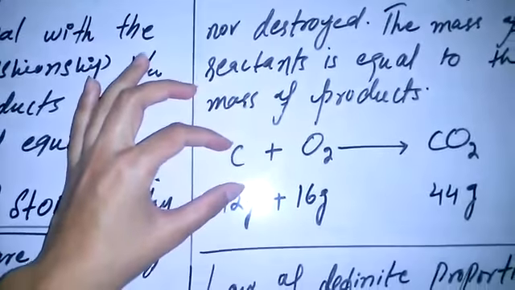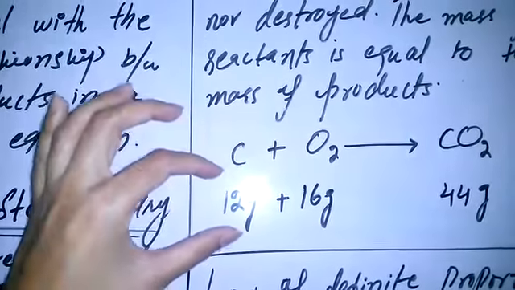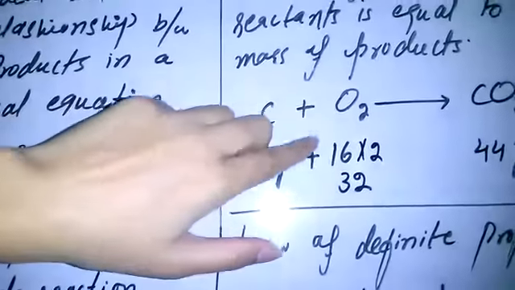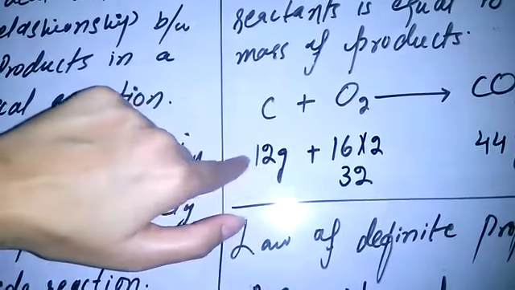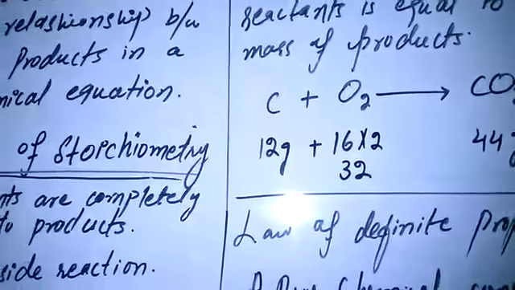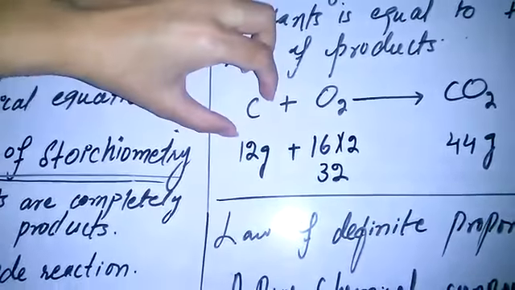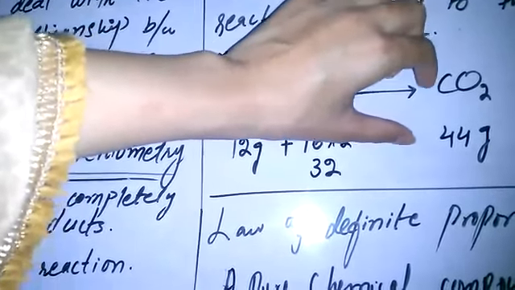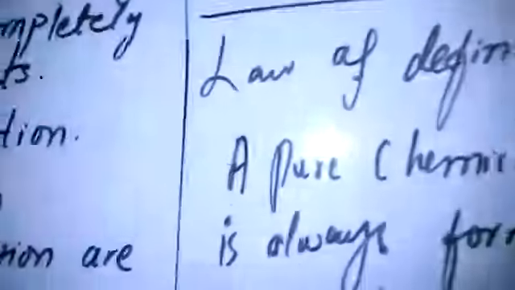For example, look at this. The total mass of reactant is 12 plus 16, that is 44. Sorry, as there are two oxygen, the mass is 32. For one oxygen, it is 16. Now the total mass is 32 plus 12, that is 44 gram. As all the reactants are completely converted into products, the mass of product should be 44 grams. When 1 mole of carbon reacts with 1 mole of oxygen, it should produce 44 gram of carbon dioxide gas.